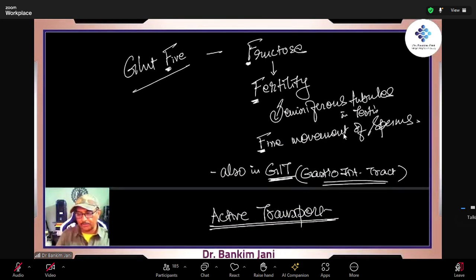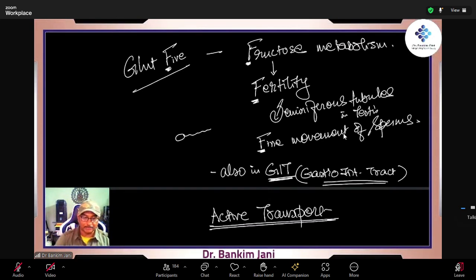So GLUT5 is for fructose metabolism. In males, in the testis, there are seminiferous tubules, highly coiled tubules, and that is where the sperms are produced. These sperms are responsible for fertility, and they wiggle, so they should move very finely. For that movement, they require energy, and that's where GLUT5 comes in. They have GLUT5 transporters so that the sugar can enter and give the energy for the fine movement.